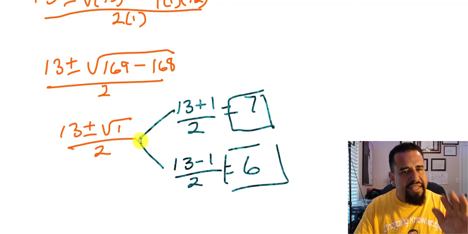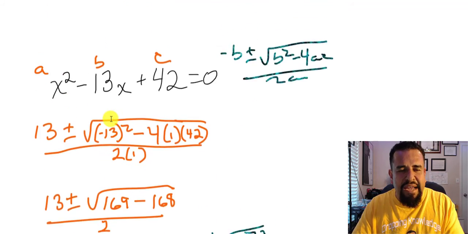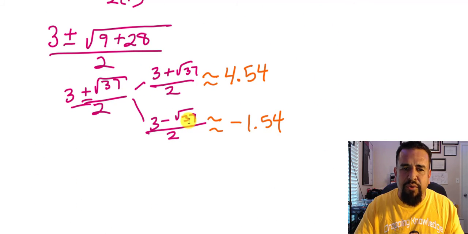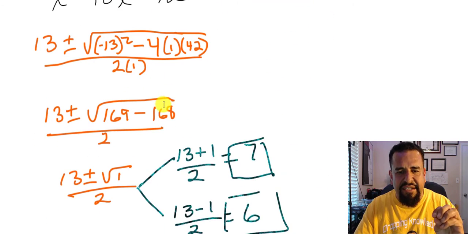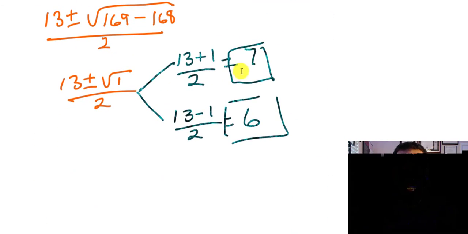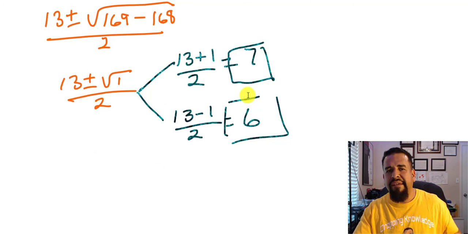So why did I take the square root of it again? Because I was able to. Only on this one, because it was a perfect square. The other one gives me a long decimal. That's why you leave it like that to get the exact answer. Otherwise, factor it all the way and get your final answer, 7 and 6.